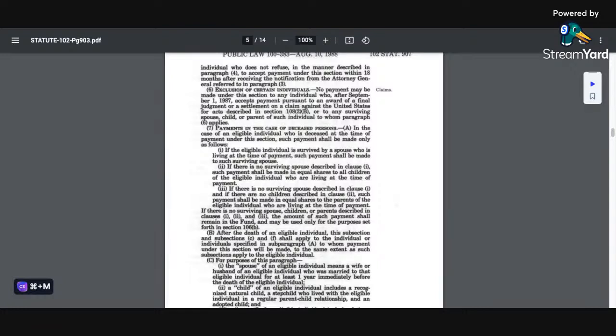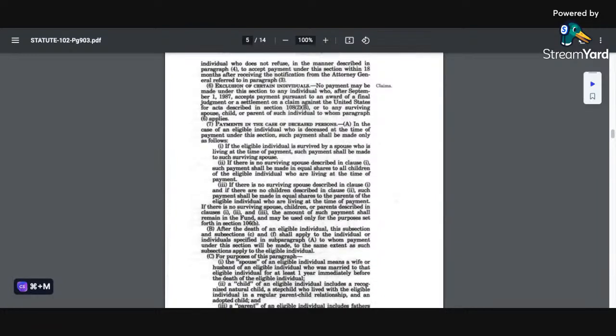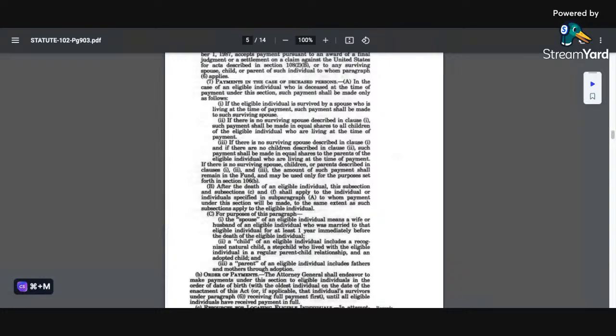II. If there is no surviving spouse described in clause I, such payment shall be made in equal shares to all children of the eligible individual who are living at the time of payment. And then III, if there is no surviving spouse described in clause I, and if there is no children described in clause II, such payment shall be made in equal shares to the parents of the eligible individual who are living at the time of payment. If there is no surviving spouse, children, or parents described in clauses I, II, and III, the amount of such payment shall remain in the fund and may be used only for the purposes set forth in Section 106(b).